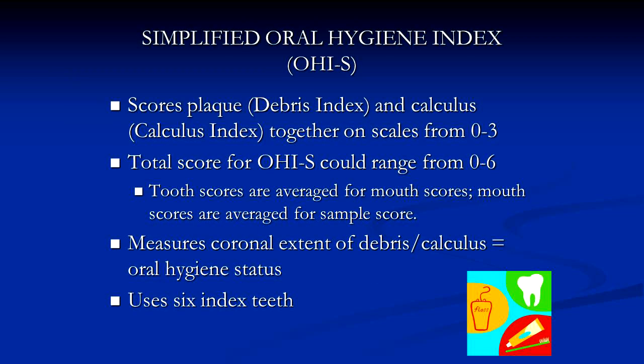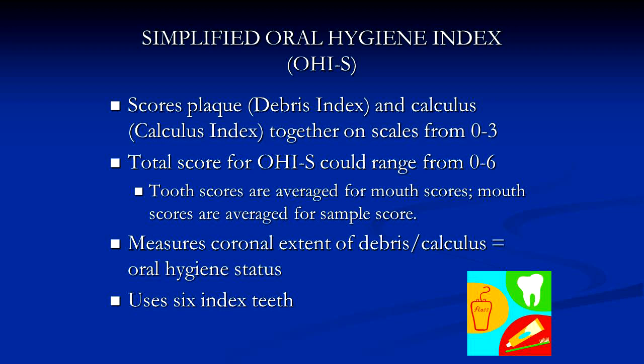We're going to go over 7 indices in this particular section. The first index that we're going to talk about is the Simplified Oral Hygiene Index. This is a common one, and you'll see it abbreviated as OHI-S. And it measures the existing plaque and calculus as oral cleanliness indications.